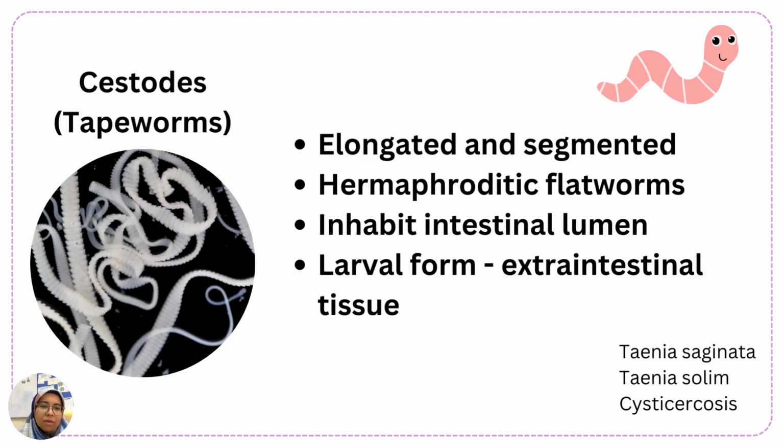Now, the last one would be the cestodes. Cestodes are also flatworms, but we call them tapeworms. Why are they tapeworms? They are not leaf-like, unlike the earlier ones. Cestodes are elongated and segmented flatworms. They inhabit the intestinal lumen, and in larva form can go to the extra-intestinal tissue, so they can be deposited anywhere other than the intestine.